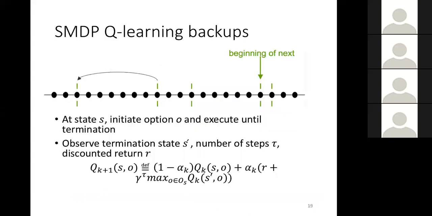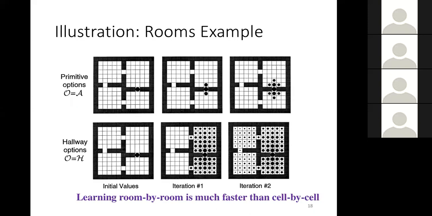Just some questions on the previous slide. For the hallway options, is the flat policy learned during training, or is it initialized by expert knowledge and fixed? It is fixed. It just takes an action, which is initialized. Okay, so it's not learned. Yes, it's not learned. Okay, thanks.